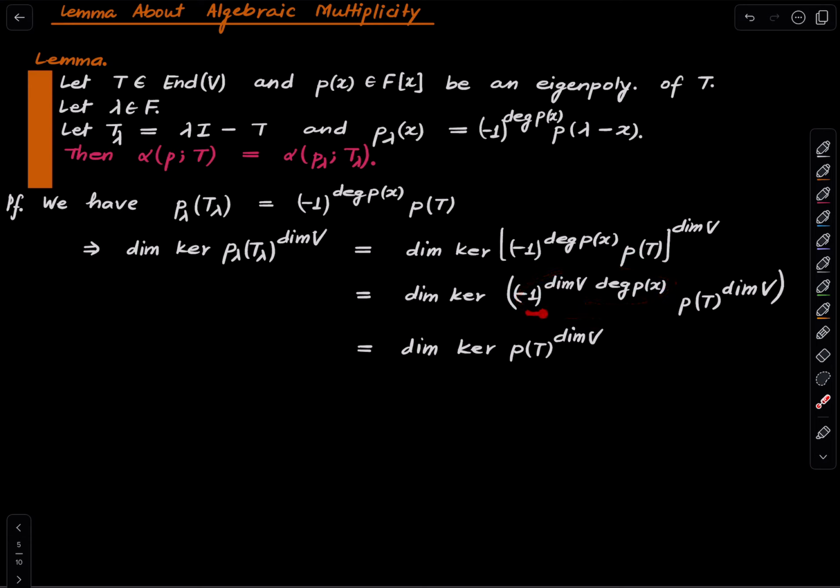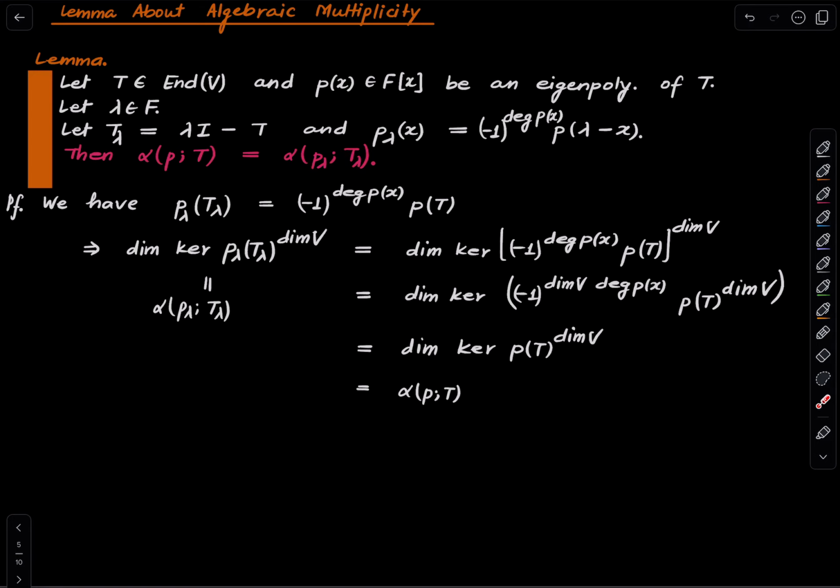Kernel of, or rather the dimension of the kernel of -s, let's call this s. So the kernel of -s is the same as the kernel of s, and that's it. So you can drop the sign, and what is the left side? The left side is the algebraic multiplicity of P lambda, and this is the algebraic multiplicity of P with respect to T. So that's it. So the algebraic multiplicities kind of don't change in some sense if you do the correct replacements.